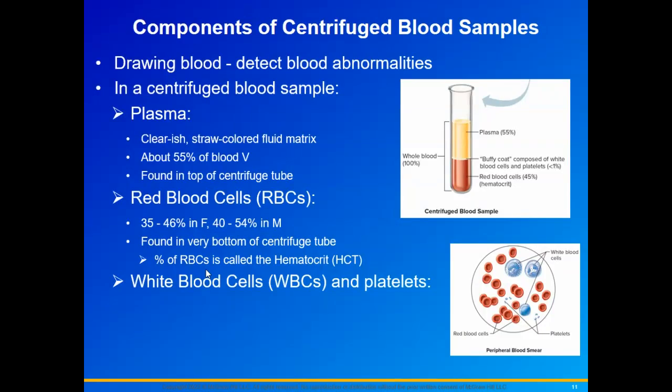Last but not least, we have the layer where we're going to find the white blood cells, or the WBCs, as well as our fragments, so the platelets. And another term we can use for that is the buffy coat, and that's going to be found in the middle, and you can tell it's itty bitty baby tiny, less than 1% of the blood.